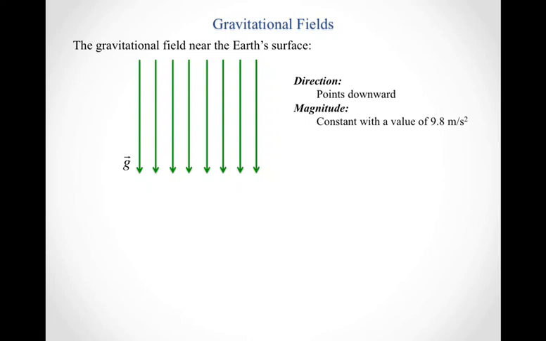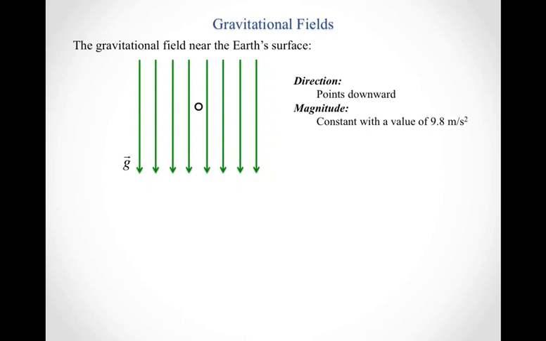So if we want to think about the gravitational field near the Earth's surface, what we know is it points downward, it is constant in magnitude, and it has a value of 9.8 meters per second squared. So we've referred to this as the gravitational acceleration, but this is really telling us about the strength of the gravitational field.